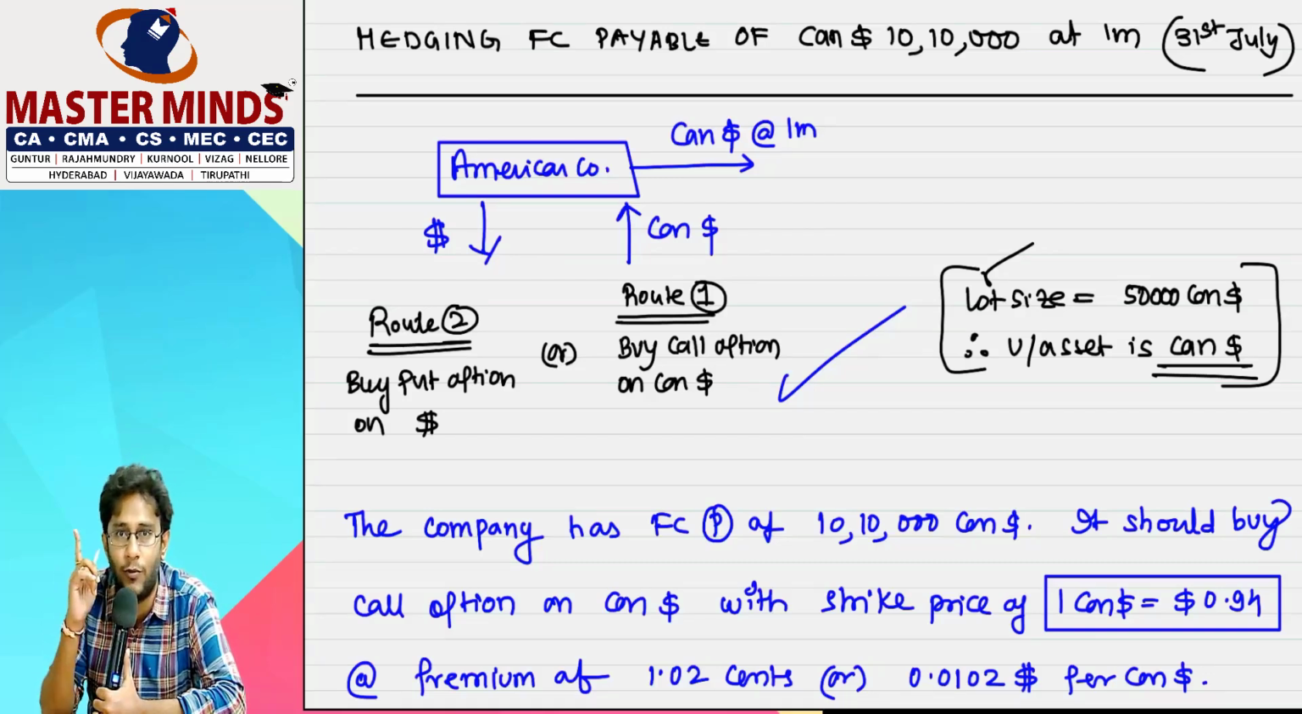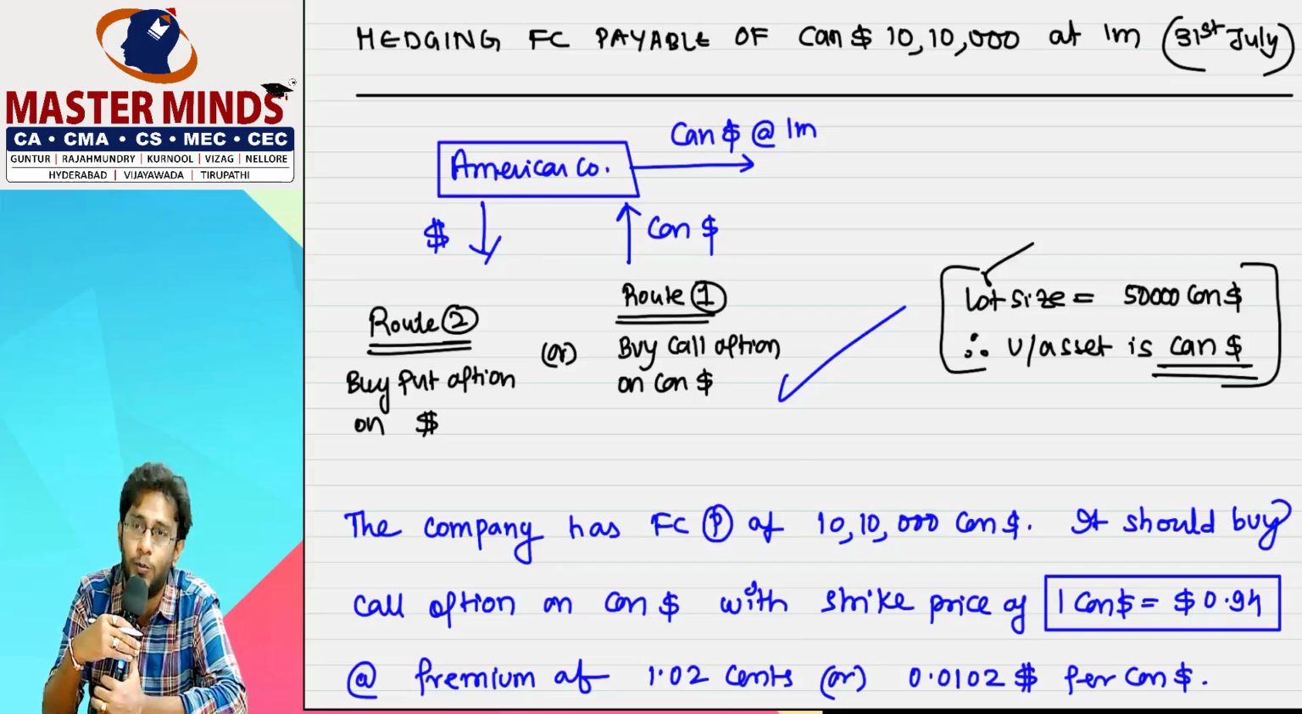Yesterday's example also I deliberately gave, because you had FC receivable in dollars. I made you do a put option on dollar. I did not bring the rupee into the picture because at that stage understanding that is very difficult. So each stage now you will be able to understand. In this one, one more twist is there. You know what that is?